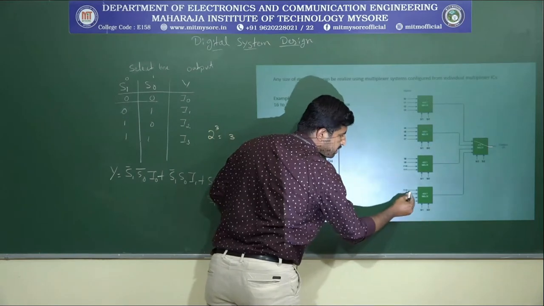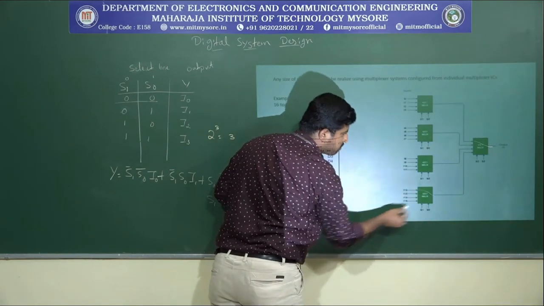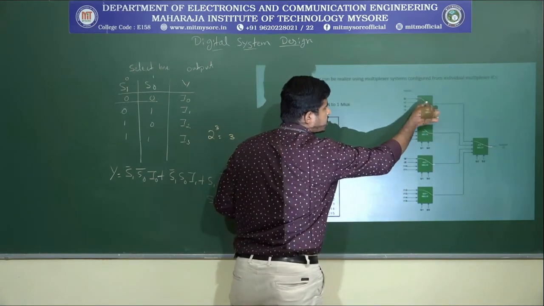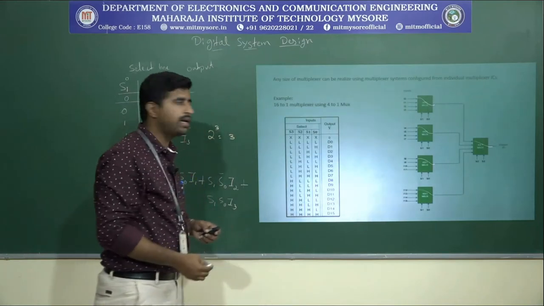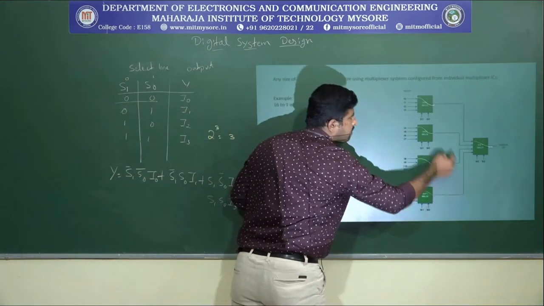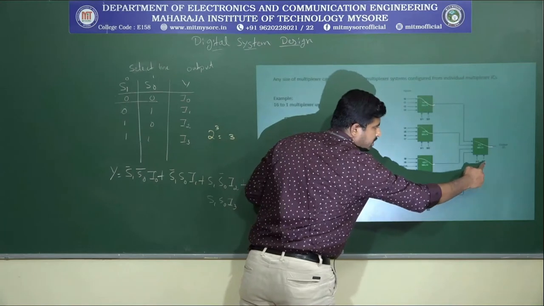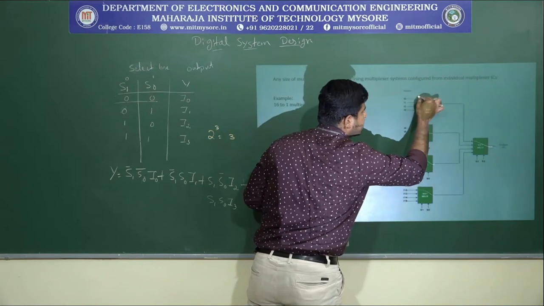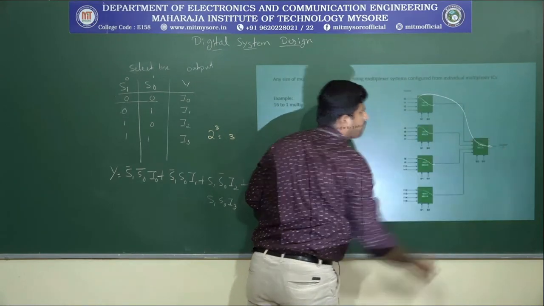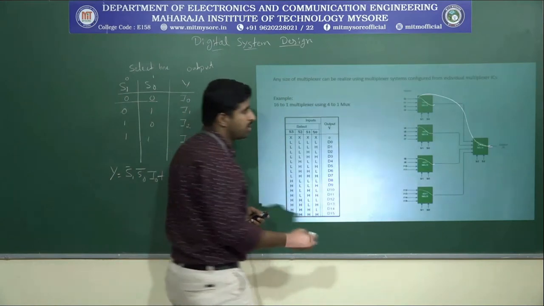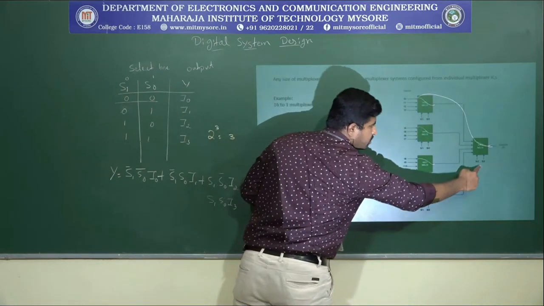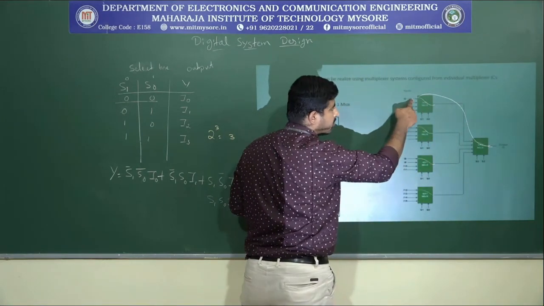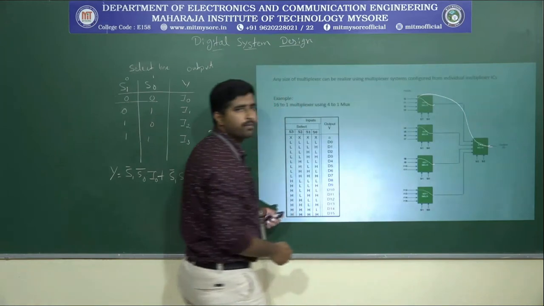Again, when S1 and S0 are 0, 0, here I12 is connected to the output, here I8 is connected to the output, here I4 is connected to the output, here I0 is connected to the output. Whatever they may be, since S3 and S2 are 0, 0, the data coming from this point will be connected to the output, so we can say I0 is connected to the output. I hope you understood. Since S1 and S0 are 0, 0, this line is connected to I0 here.